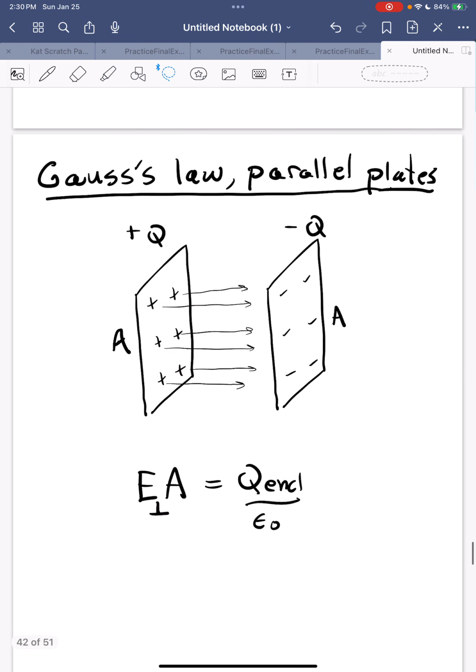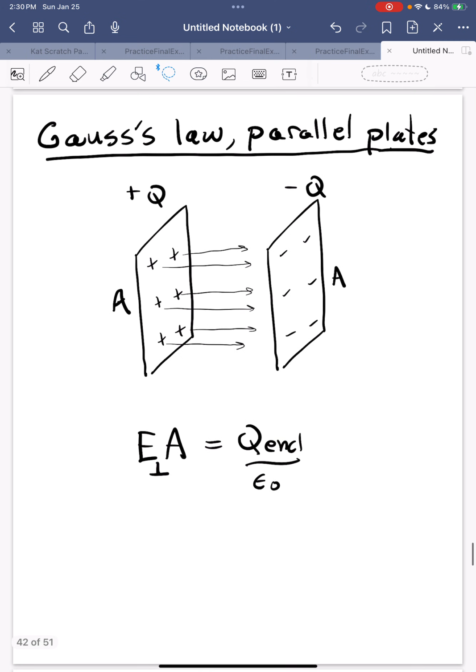So how do we do that? Let's look at Gauss's law. This is the equation again, and what it's saying is basically that E times the area of the Gaussian surface is going to equal Q enclosed, the amount of charge that's enclosed in my Gaussian surface, divided by this constant epsilon naught. This perpendicular means that the field lines will have to go perpendicularly through the surface that I pick.